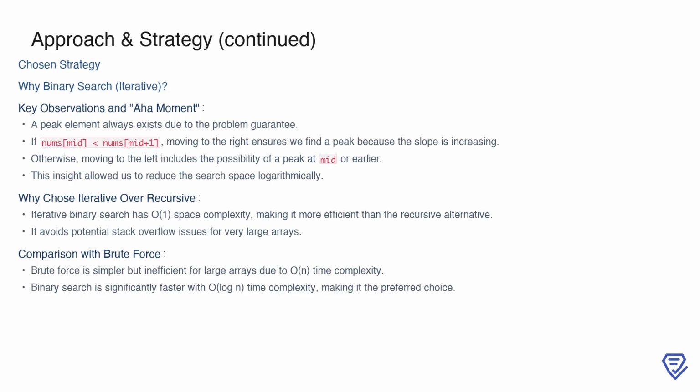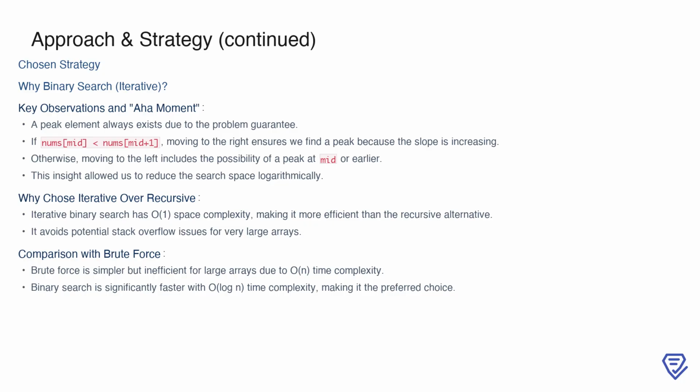The key insight that drives this choice is the guarantee of a peak element. By observing the relationship between the middle element and its neighbors, we can conclusively determine whether to search the left or right half of the array, reducing the search space logarithmically. If the middle element is less than its right neighbor, moving to the right ensures that a peak exists in that direction due to the increasing slope. Otherwise, moving to the left includes the possibility of a peak at the midpoint or earlier.